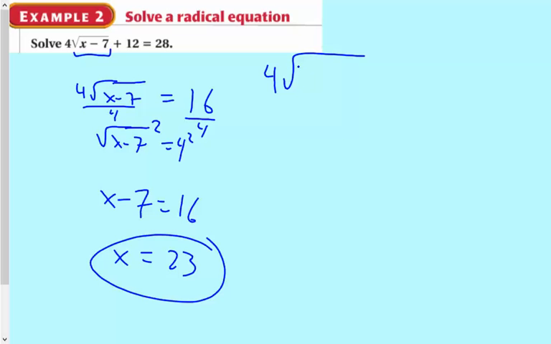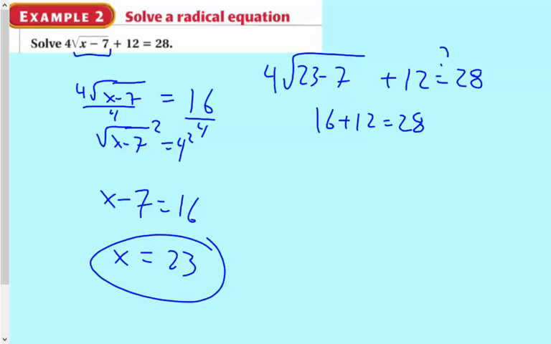And again, you can check your answer by plugging it in. 4, and then 23 minus 7 plus 12. Okay, so 23 minus 7 is 16. Square root of 16 is 4. 4 times 4 is 16. 16 plus 12 equals 28. So that does work.